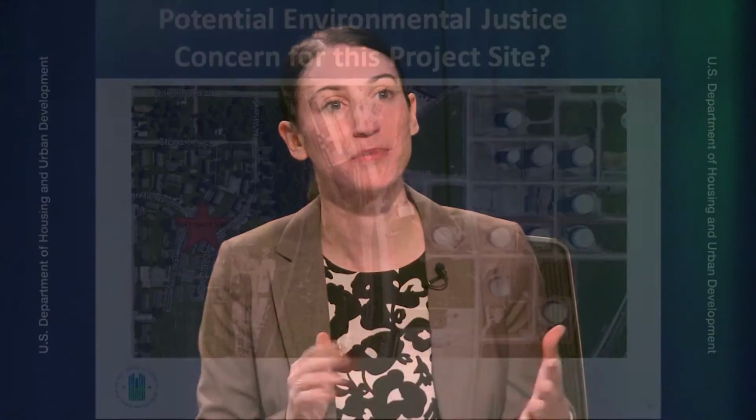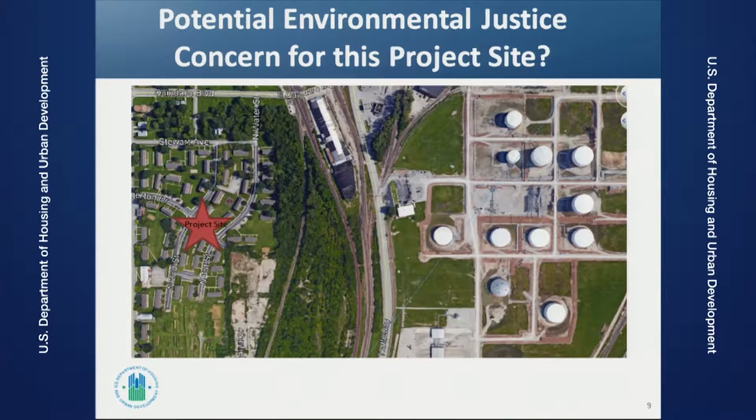So here's a little example. We have a project site that looks to be really close to a tank farm that might have some explosive or flammable hazards. I'm also seeing a railroad, which is going to be a noise impact, especially if this is a place trains are stopping. They might be blowing their whistles. So these are all things that could be negative triggers to environmental justice issues.